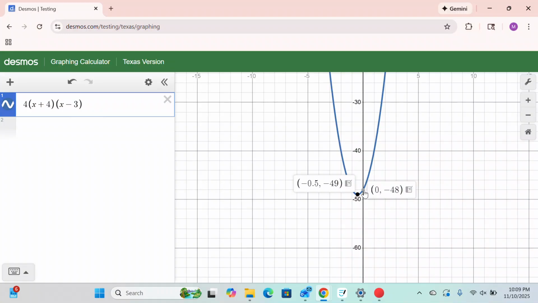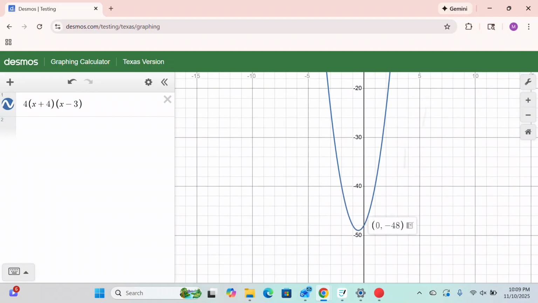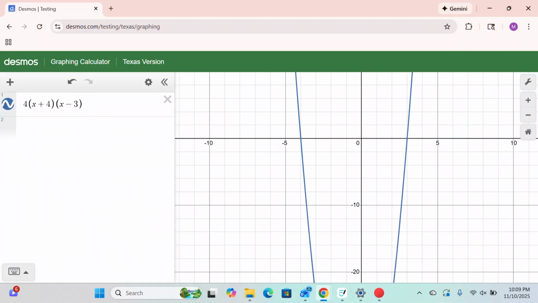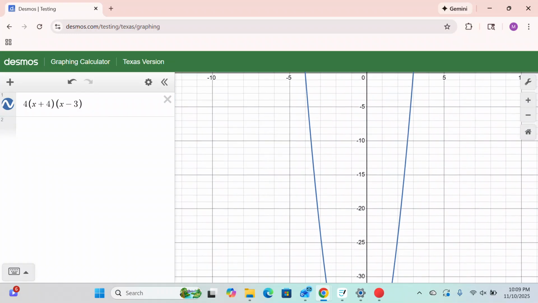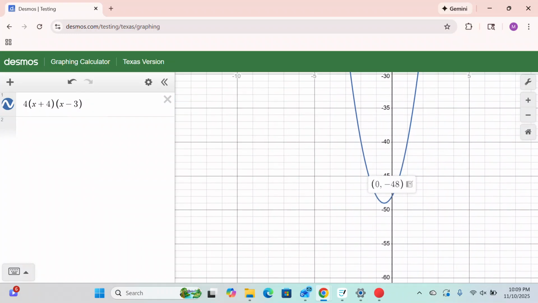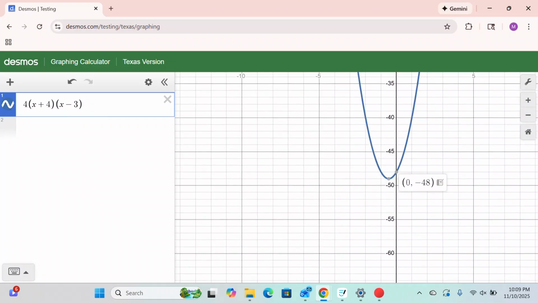If I want to find the y-intercept, this is where the U shape crosses the y-axis, and it is (0, negative 48). And if we want to find our x-intercepts or our zeros, all we have to do is scroll up and see if it clicks there. Yes, it does: (3, 0) and (negative 4, 0). If I want to find the axis of symmetry, all I have to do is find the x value of my vertex, and then I'm going to click this away, and I'm going to click that away.